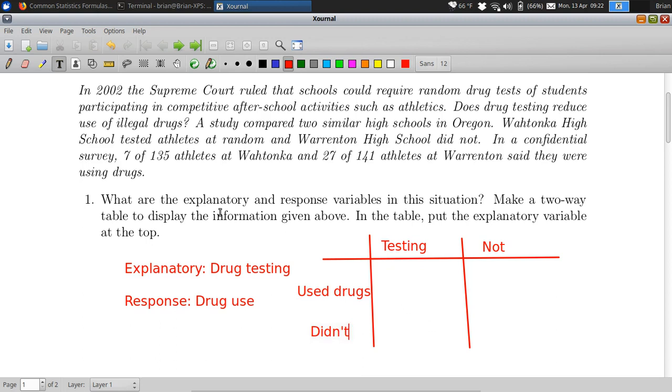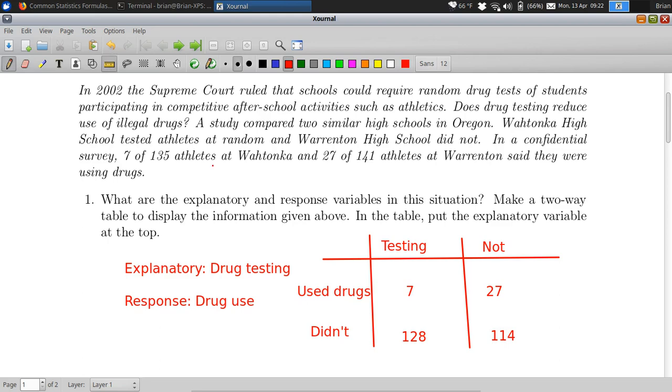And so here are the numbers. At the school with drug testing, that was Watonka High School, 7 students admitted to using drugs. So we put the number 7 there. And that means that of the 135 total athletes, if you take away 7 from that, it's 128 that did not. And then at the other school, 27 students admitted to using drugs. And then if you take that away from 141, let's see, what is that? That's 114 left that were not using drugs.